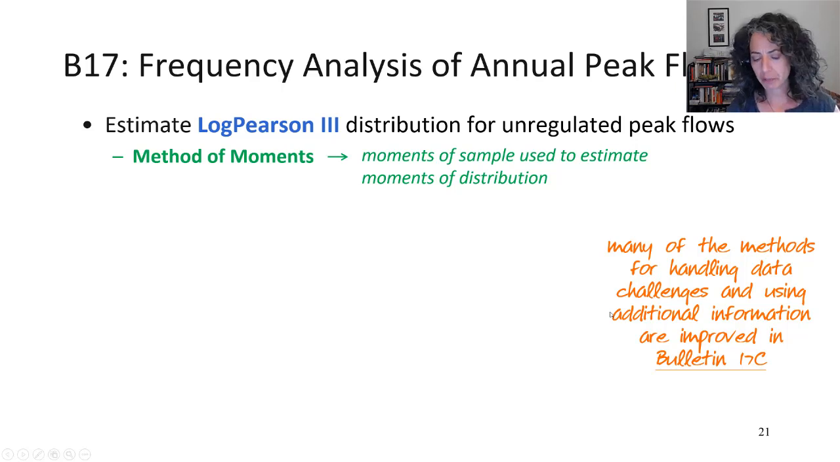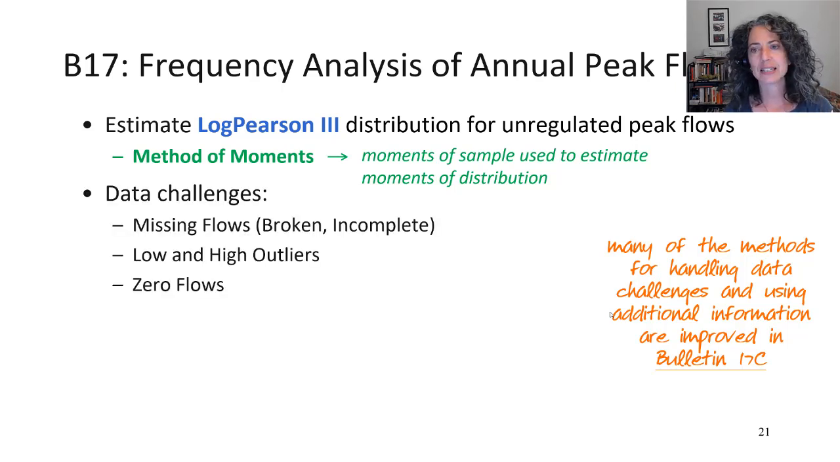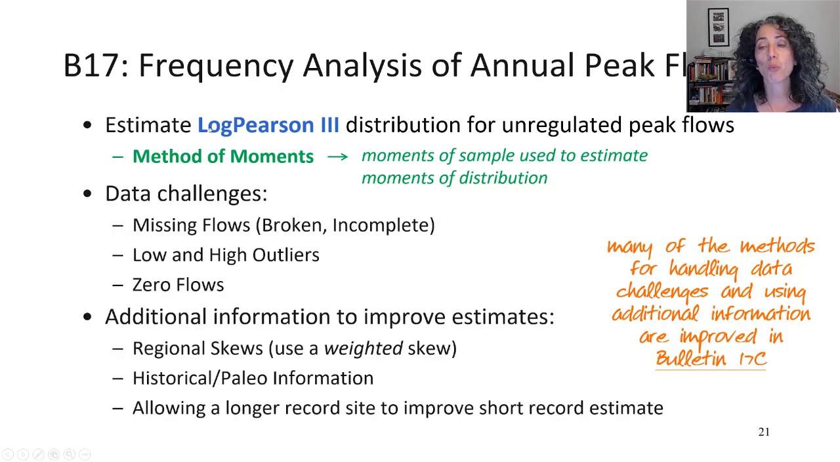Just a few details about the Bulletin 17 guidance. The federal guidance suggests that we estimate a log Pearson type 3 distribution from the annual maximum series. It suggests we use the method of moments to estimate that distribution, which, as a reminder, means we use the moments of the sample of data to estimate the moments of the distribution. Bulletin 17B does that with product moments. Bulletin 17C still uses product moments, but it uses an algorithm called the expected moments algorithm to do it.